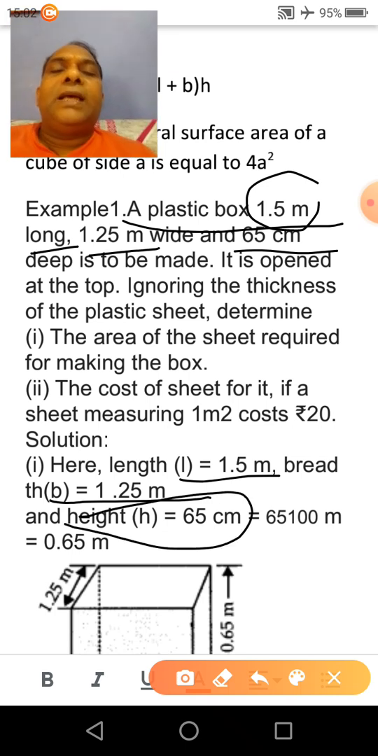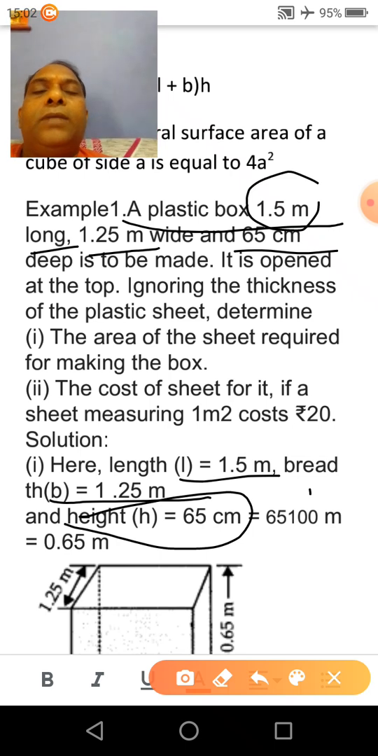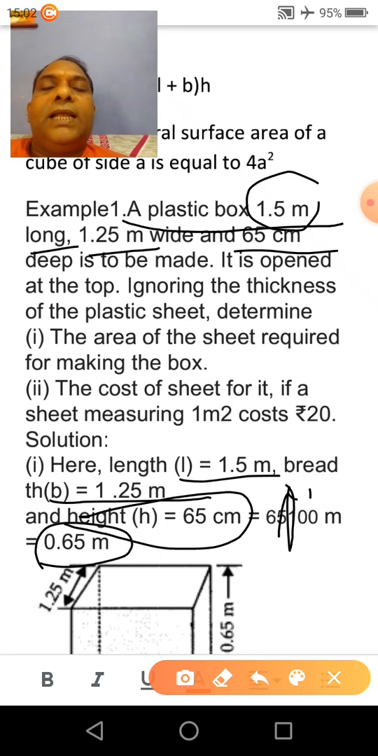Because L and B are in meter, so convert height also in meter. So divide it by 100. So 65 by 100 is equal to 0.65 meter is the height. Clear? Now you have length, breadth and height of the plastic box.